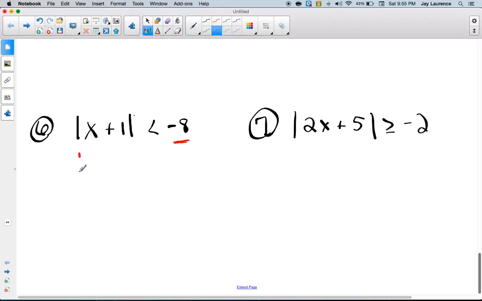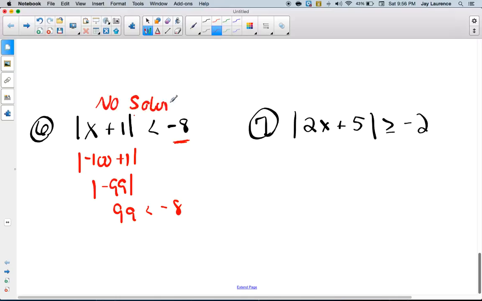I know. Let's put negative 100 in. Negative 100 plus 1 would be negative 99, right? The absolute value of negative 99 is 99. That's still not less than negative 8. What if I put negative 1 in? Well, I'd get 0. Absolute value of 0 would be 0. 0 is less than negative 8? No, that's not true. No matter what number I put into this one, I will not get a true statement. When it's less than a negative or less than 0, there's no solution every single time.